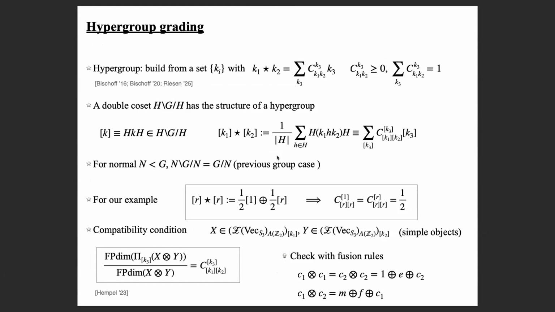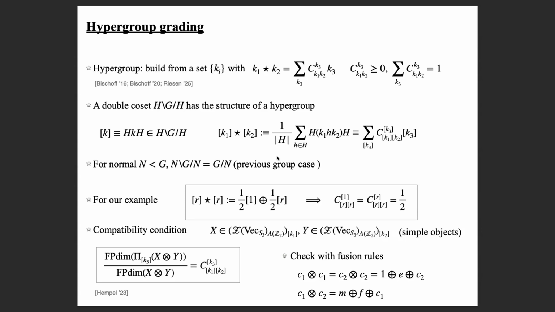The only non-trivial fusion rule is of this type. So R with R turns out to be 1/2 of the identity plus 1/2 R. So in this case, the non-trivial constants, which are called the structural constants of the hypergroup, are both given by 1/2. And then, okay, we can make a bit more specific what it means that the topological order that we obtain after condensation is created by this hypergroup.